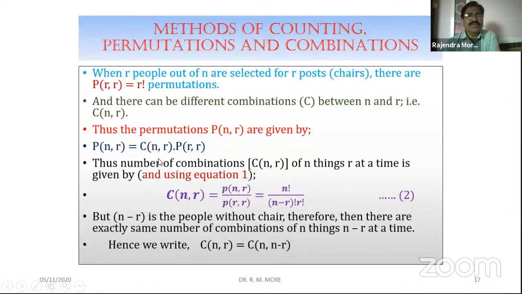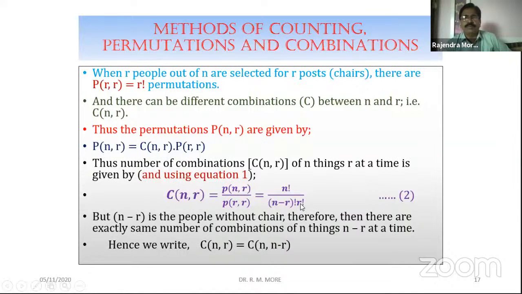Then what will be the combinations C n r? Of course, this we want to know. So C n r will be this, that is, this term we will transfer to this side. So the number of combinations C n r of n things r at a time is given by using the previous equation 1 as well as equation 2. Now the second equation, there we have not numbered it; this is our second equation. So C n r will be equal to P n r divided by P r r. P n r in equation 1 we have written as n factorial divided by (n minus r) factorial, and P r r we have obtained here as r factorial. So these are the combinations.